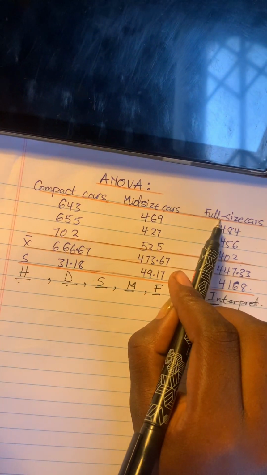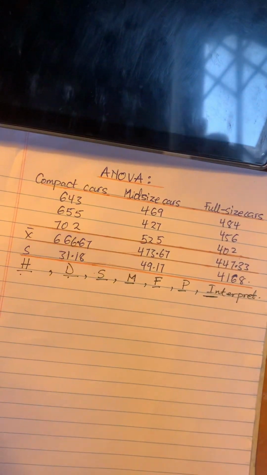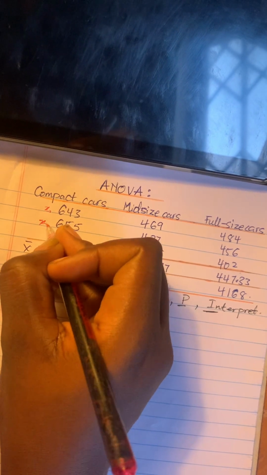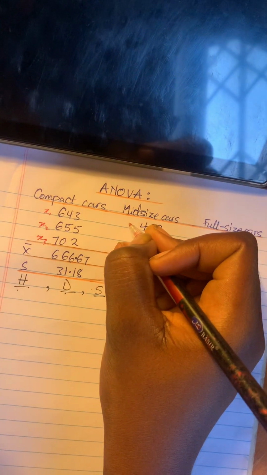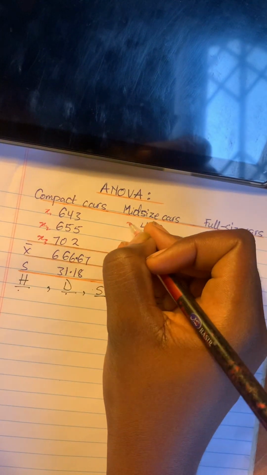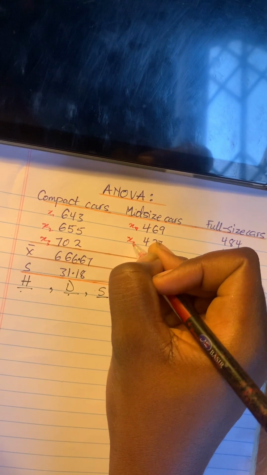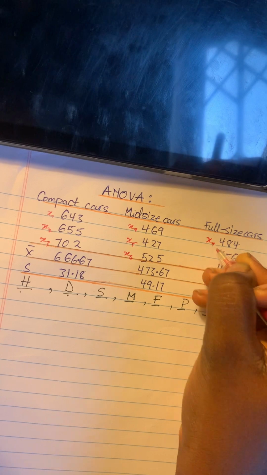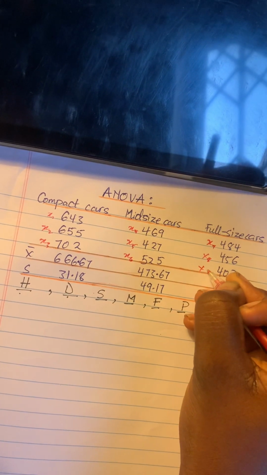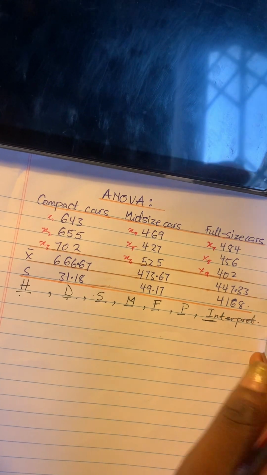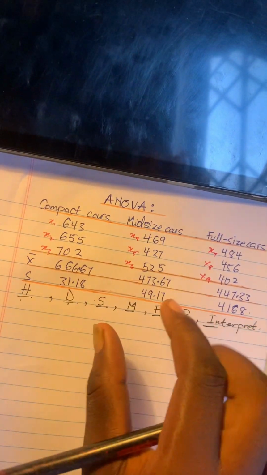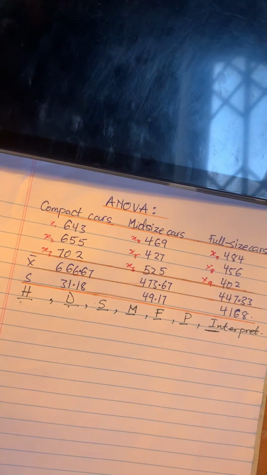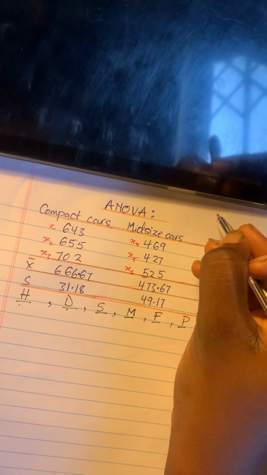So now here we have three groups: compact cars, mid-size cars, and full-size cars. And with that, we are going to look at the individual values. For group 1, we have x1, x2, x3. So we have 3 observations for group 1. Then group 2, we have also 3 observations, making x4, x5, x6. Then group 3, we also have 3 observations, so that will be x7, x8, x9. So in all, we have 9 observations for our ANOVA data, analysis of variance data.